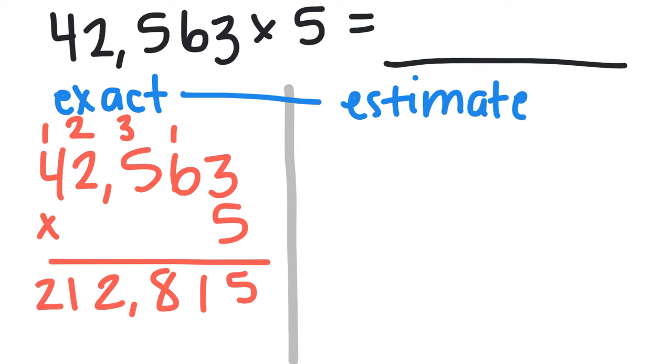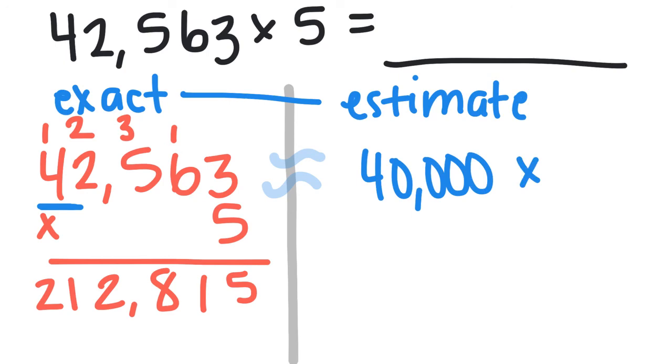Now I need to make sure my answer is correct. I don't want to have made any silly mistakes, right? So I'm going to first round my larger number so I can make an estimate of the answer. If I were to round 42,563 to its largest place value, that would be the 10,000th place. So is 42,000 closest to 40,000 or 50,000? It's closest to 40,000. And then I will again multiply it by 5.